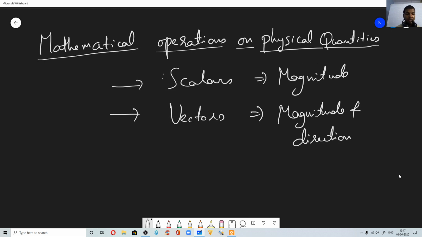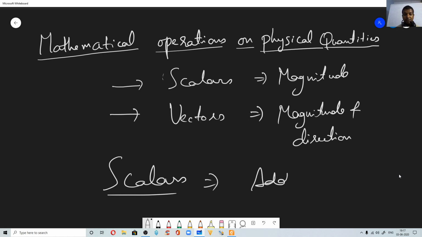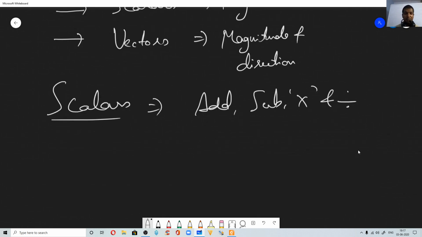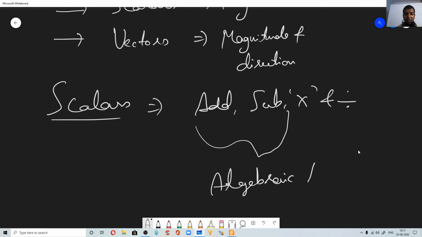scalars and vectors. Now coming to scalars, we can perform addition, subtraction, multiplication and division. All these four operations can be performed on a scalar. There are however a few simple rules which we need to keep in mind. Coming to addition and subtraction, together we can say we follow algebraic addition, considering basic algebra, so considering signs. We will consider the signs and we will add or subtract.